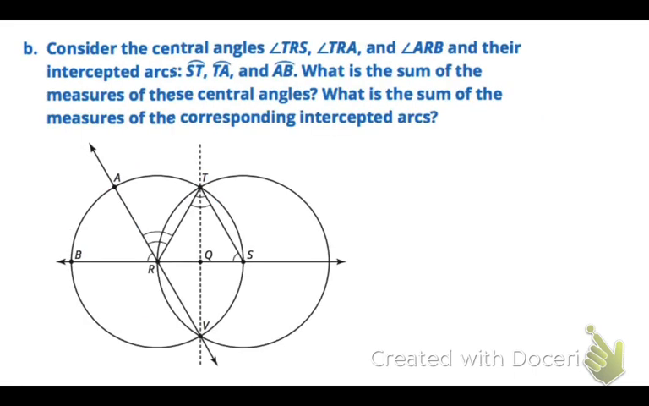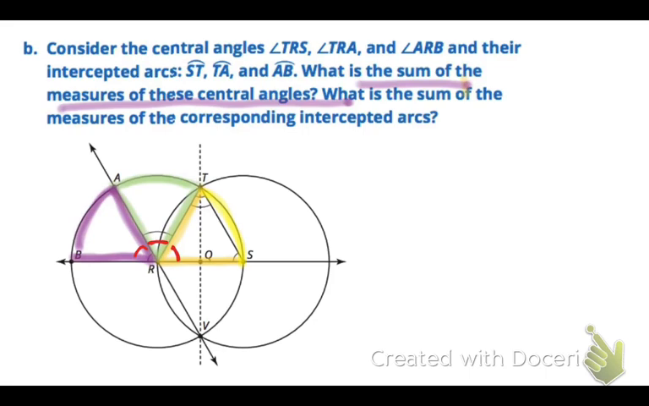Now for B, they're asking you to consider the central angles. This is from the last topic we were learning. So they want you to look at angles TRS, so we have this angle here, and then TRA, and then the last one is ARB. And they're asking you to look at all of those central angles that you have here. And then look at their intersecting arcs. So we have this arc, this arc here, and then the last one here. They're saying, what is the sum of the measures of these central angles?